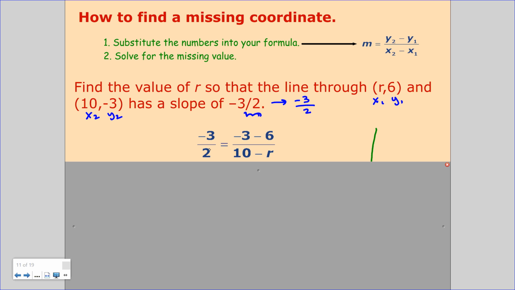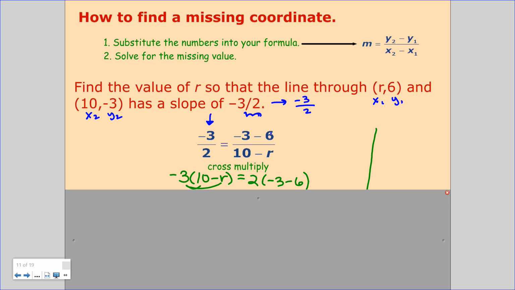So here I'm going to have -3/2 equals my y2 of -3 minus my y1 of 6, divided by my x2 of 10 minus my x1, which is r. And hopefully you've set the slope up vertically like I've just asked, and you notice maybe that this is a proportion that we've created. So even if your slope is a whole number, I would write it over 1 so that you still have this proportion set up where we can now cross multiply and set up the equation work to solve for that missing value r.